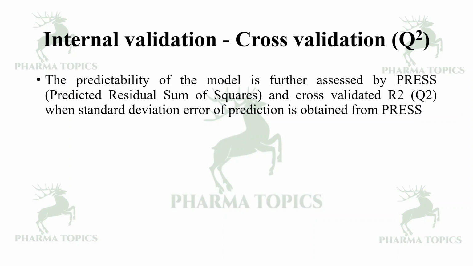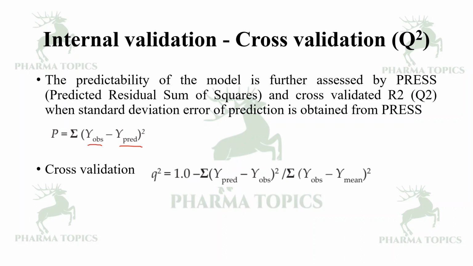The predictability of the model is further assessed by PRESS, that is predicted residual sum of squares, and cross validated R square, Q square, when the standard deviation error of the prediction is obtained from PRESS. So it appears like this. The PRESS is the sum of y observed minus y predicted, the whole square. Then cross validation, it is Q square. It is 1 minus the sum of y predicted minus y observed squared, divided by the sum of y observed minus the mean, the whole square. This is the cross validation.